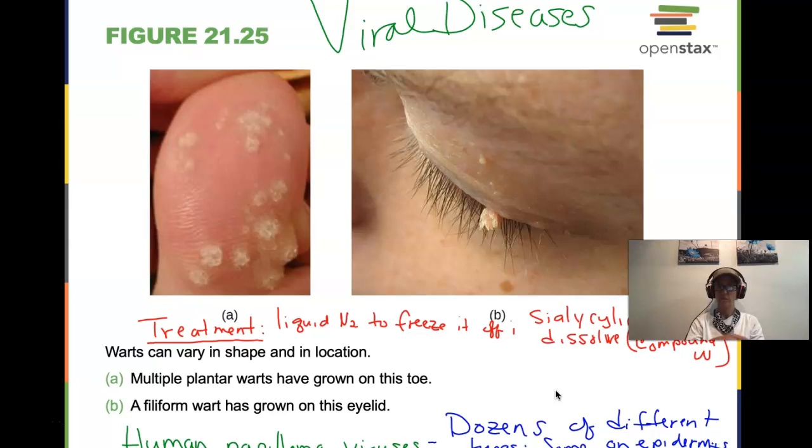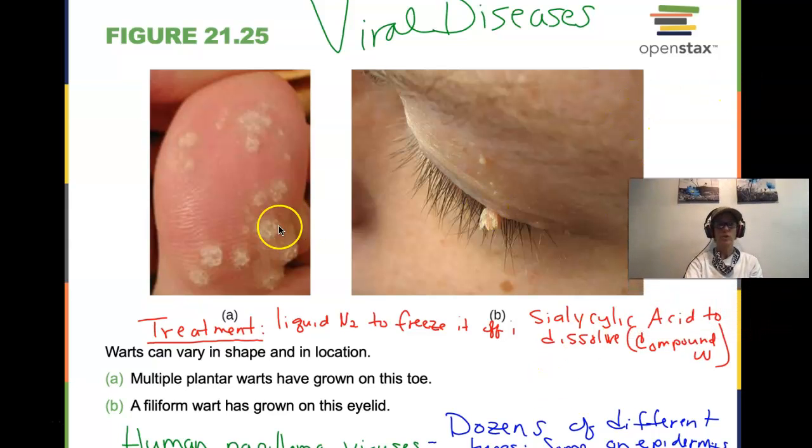Viral diseases of the skin. Warts. There's multiple plantar warts. This is someone's toe. You can also get plantar warts on the bottom of the feet. And it is essentially a benign tumor. The viral infection has caused this growth of the cells.